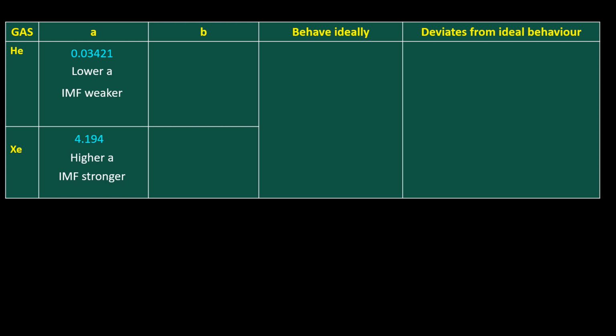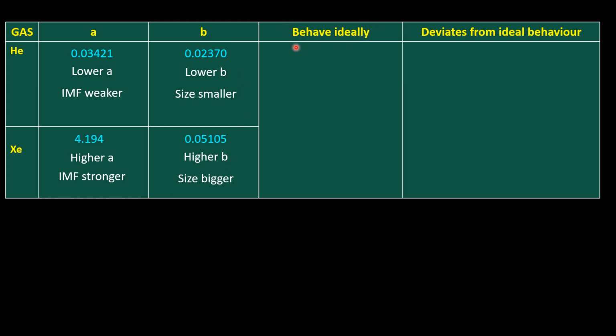Next is constant B. This is value for helium and this is value for xenon. So we compare the value and we found out that helium has lower value of B and xenon has higher value of B. So if lower value of B, that means the size of the atom is smaller. If higher value of B, that means the size of atom is bigger. Bila dah faham konsep ni, barulah kita boleh pilih atom yang mana yang behave ideally.